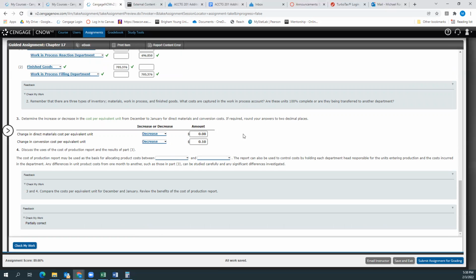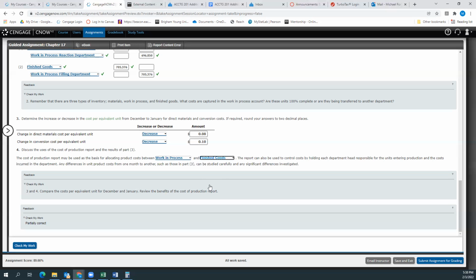Finally, it says, discuss the uses of the cost production report and the result of part 3. So the cost of production report may be used as the basis for allocating product costs between our work in process and our finished goods. The report can also be used to control costs by holding each department head responsible for the units entering production and the costs incurred in the department. Any differences in unit product costs from one month to another, such as those in part 3, which we just did right here, can be studied carefully and any significant differences investigated.